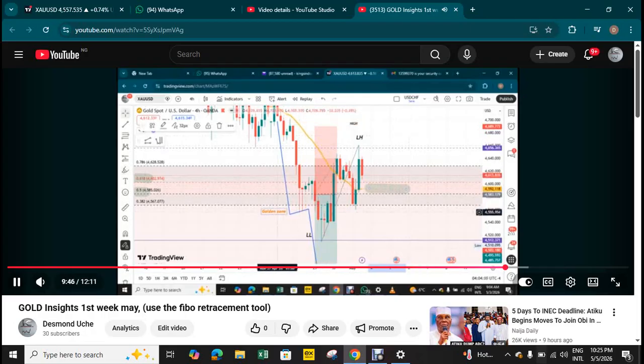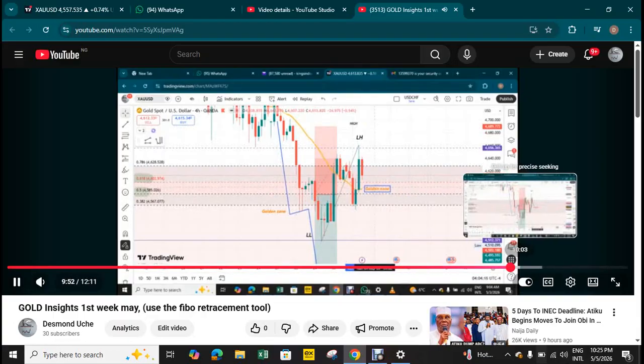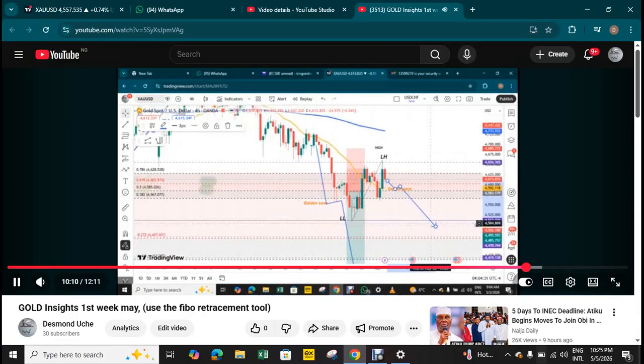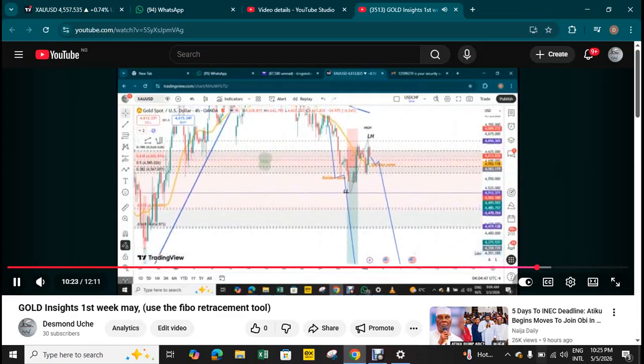That area which you see I just painted green now. So I put a golden zone there. Once the price comes to that area, which we saw, now I'm going to switch into the chart so you can see what happened.